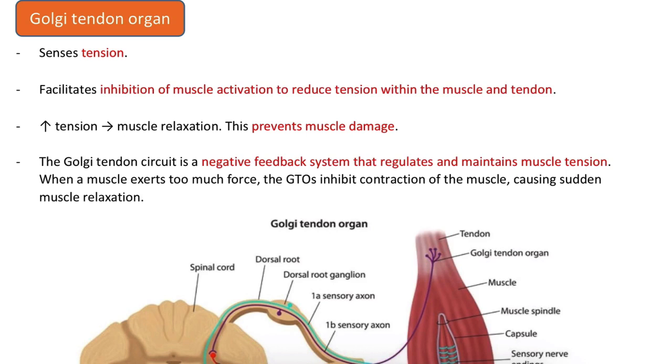So, the mnemonic for Golgi tendon organ: tension, tendon organ fires, tons of contraction stops. Okay. So, the main function is that it protects muscle and tendon from excessive force. Clinical importance: when you try to lift something too heavy, the Golgi tendon organ helps by inhibiting the muscle to prevent rupture. Okay, so this is the main function.